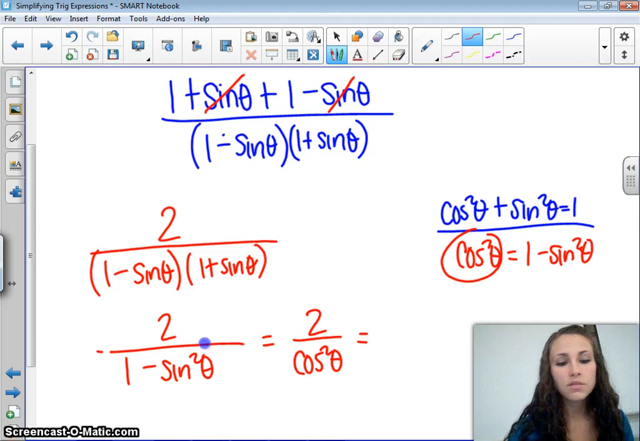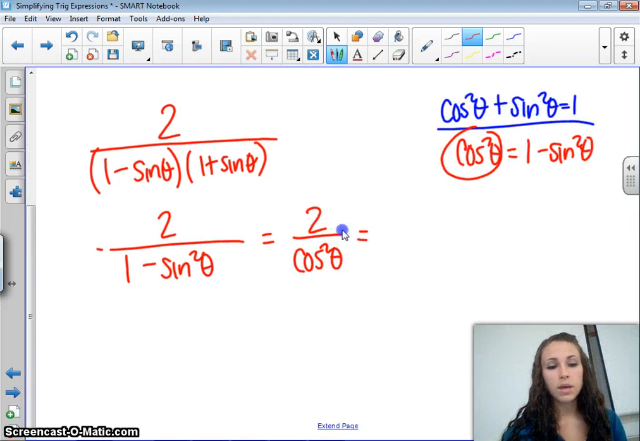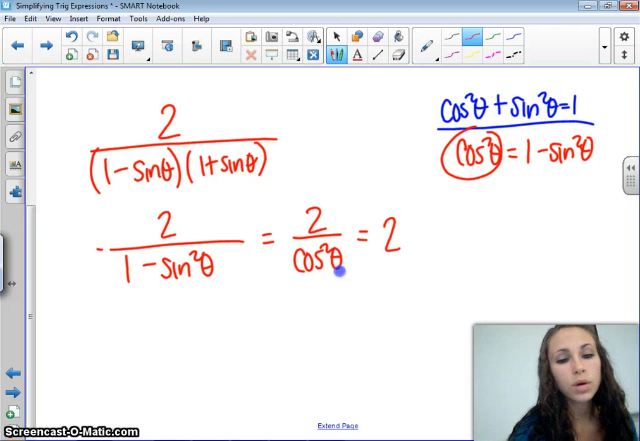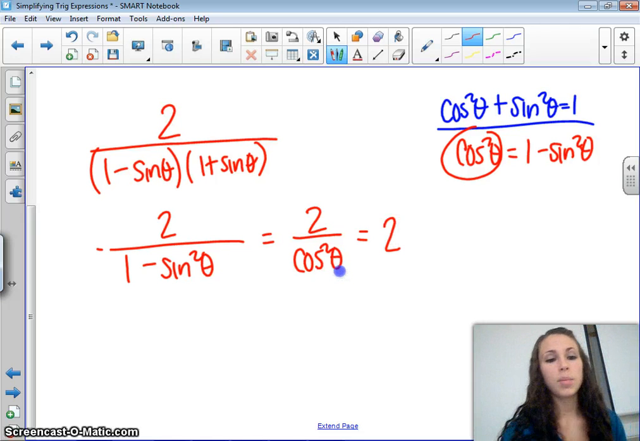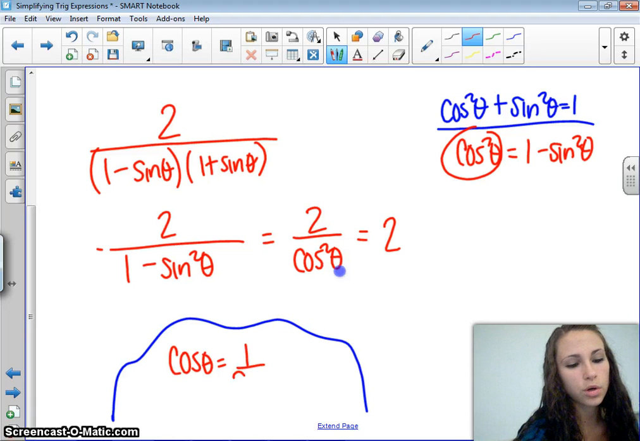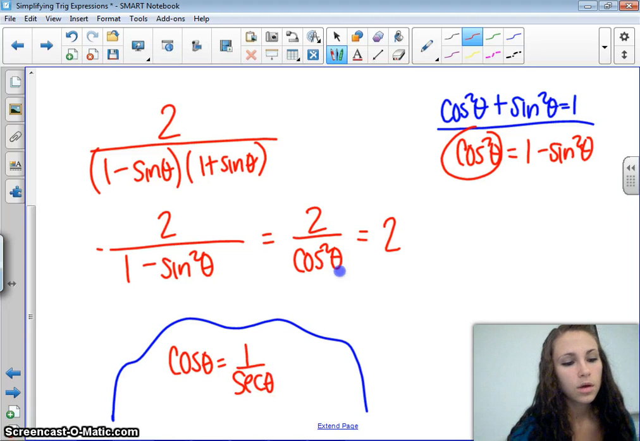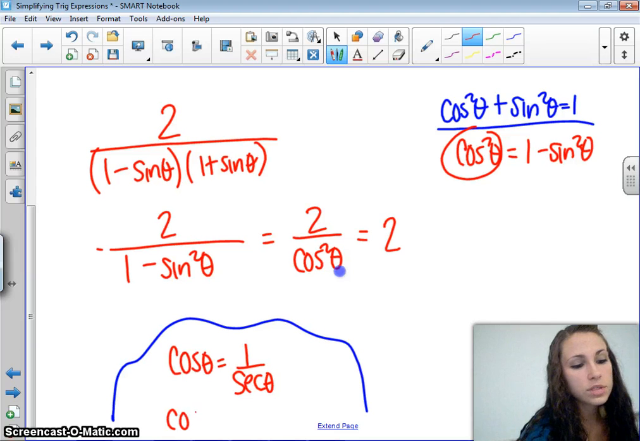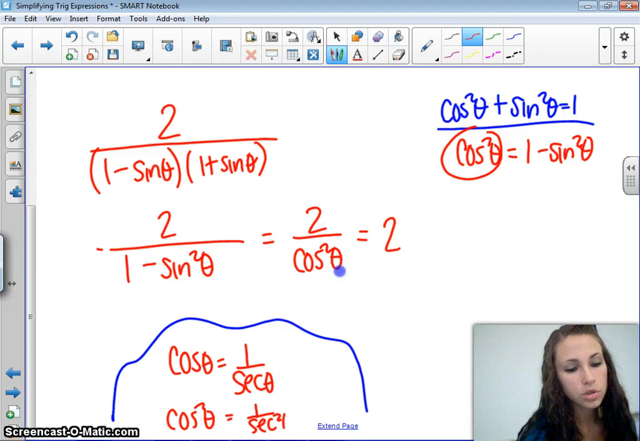And so I can't leave fractions. And so to make this not be a fraction, what we can do is just raise that cosine up to the top. I know that cosine, this is just a reciprocal identity. I'm going to do this down here in a little box. I know that cosine is just 1 over secant. Okay, so if I have cosine squared, that's just 1 over secant squared.